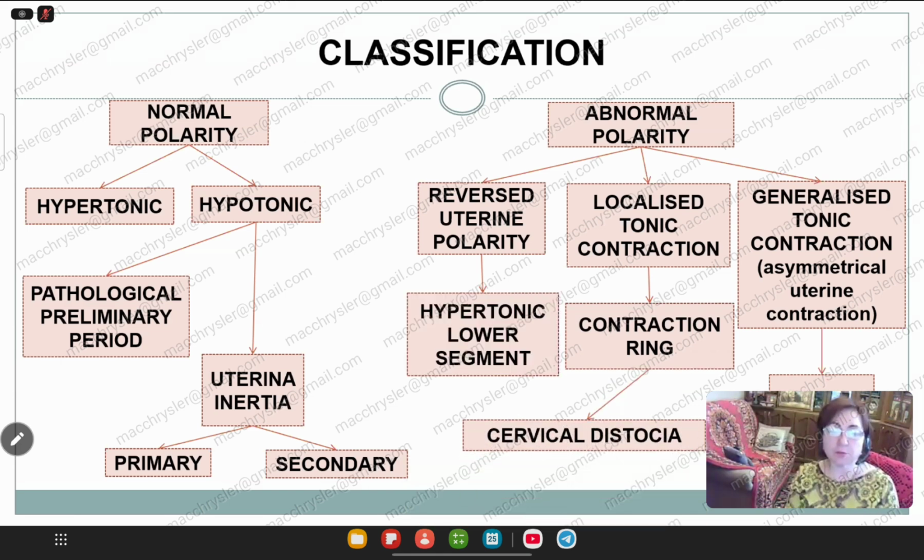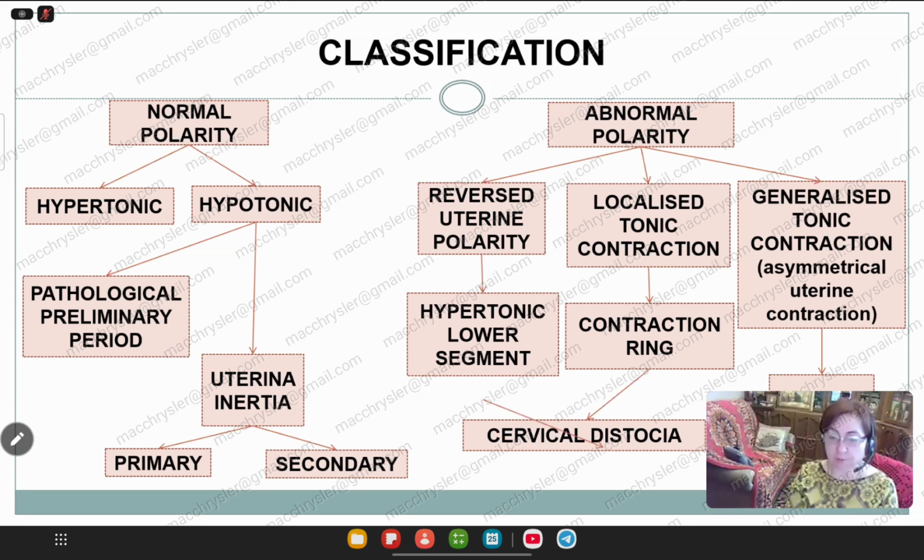As a result of uterine reverse polarity, we have hypertonic lower segment, as I showed. With localized tonic contraction in the middle, we have pathological contraction ring. And as a result of asymmetrical contraction of the uterus, we have tetanus or colicky uterus. What is colicky uterus? It's a clinical symptom.